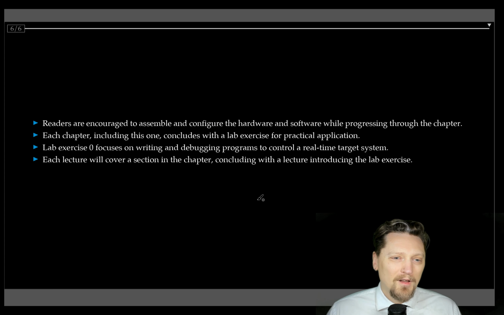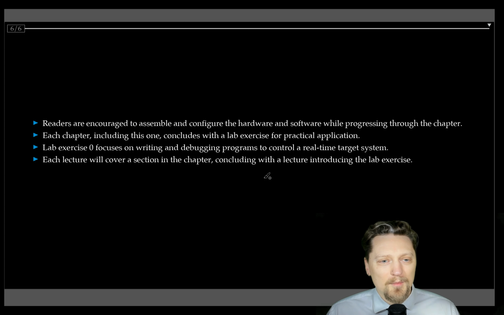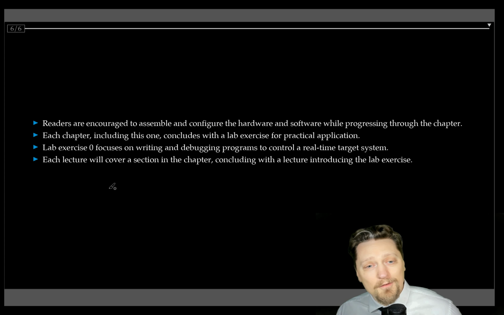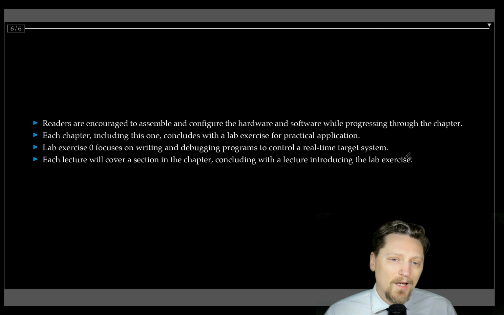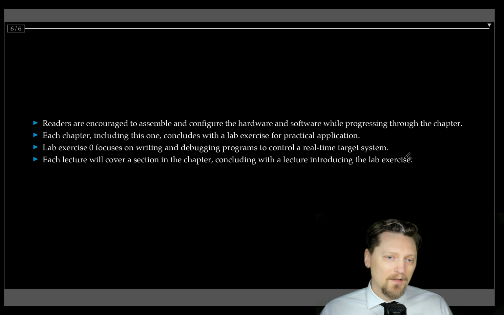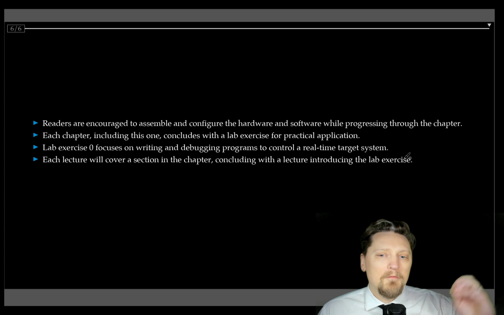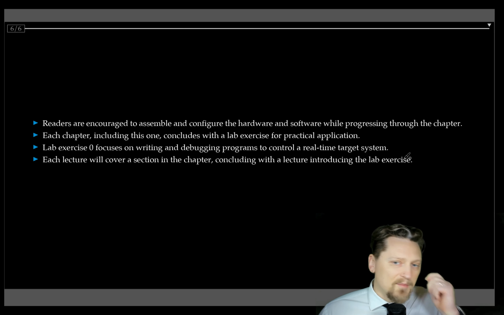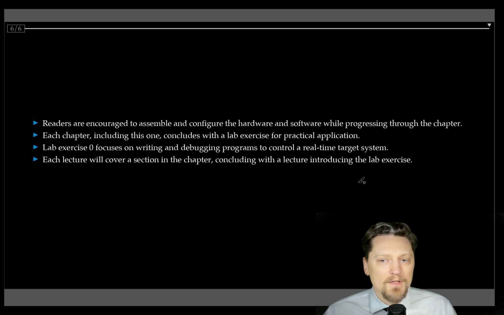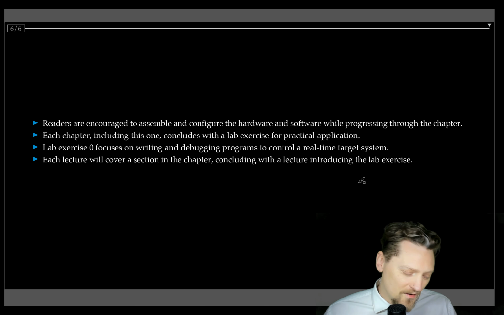Each chapter, including this one, concludes with a lab exercise for practical application. Lab exercise 0 focuses on writing and debugging programs to control a real-time target system. We're going to learn how to write a basic program and how to implement it on our target system. Each lecture will cover a section in the chapter, concluding with a lecture introducing the lab exercise. So we'll get on to the first section in Chapter 0 next.